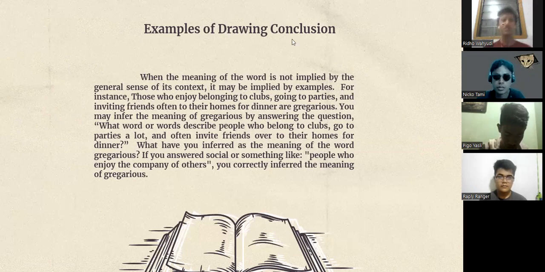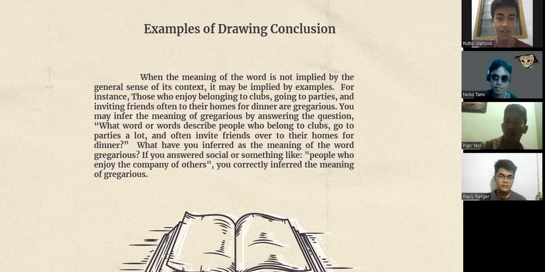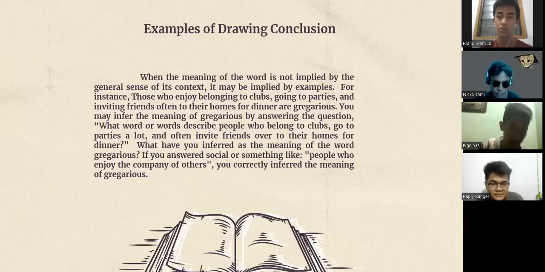Okay, thanks for the time. Let me explain the examples of drawing conclusion for you guys. This is an example that we got from the internet. When the meaning of a word is not implied by the general sense of its context, it may be implied by examples. For instance, those who enjoy belonging to clubs, going to parties, and inviting friends often to their homes for dinner are gregarious.